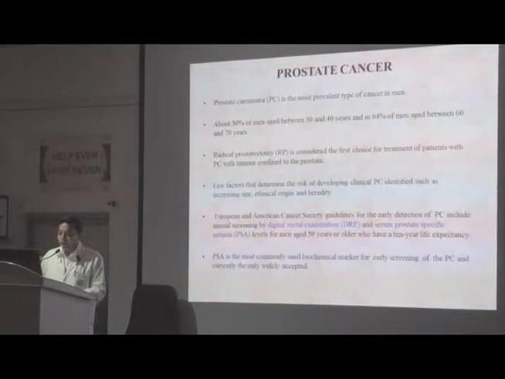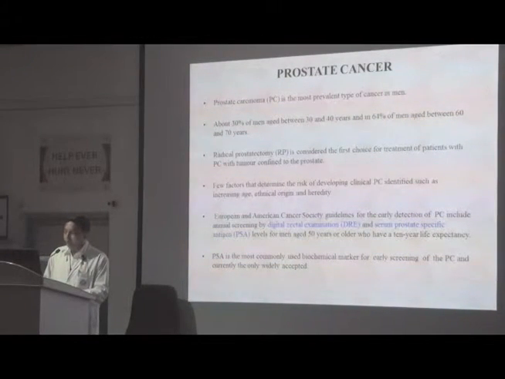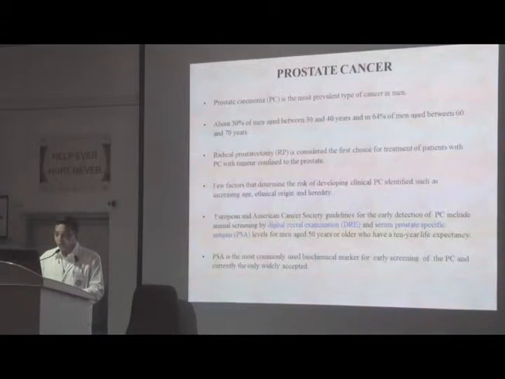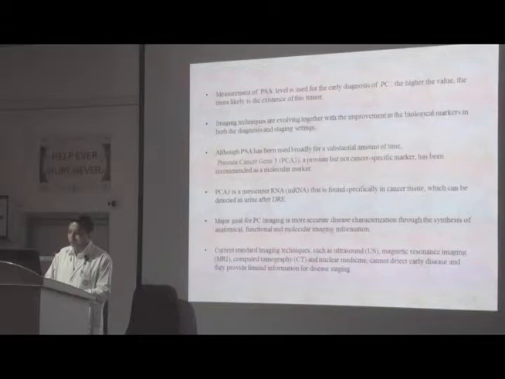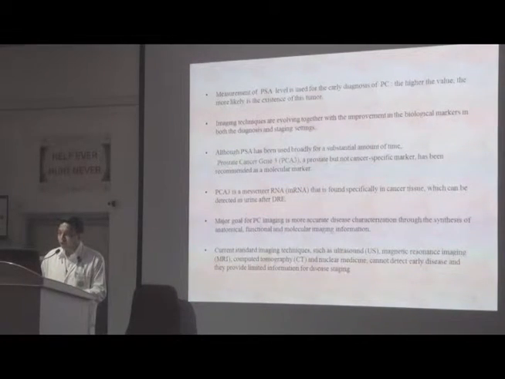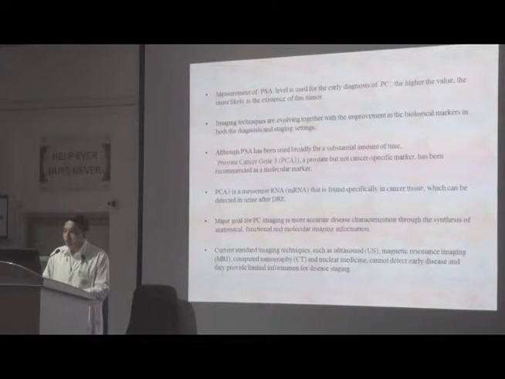ethnic origin, and heredity. According to the European and American Cancer Society guidelines, screening includes annual DRE, that is digital rectal examination, and serum prostate-specific antigen, that is PSA, levels for men aged 50 years or older who have a 10-year life expectancy. PSA is the most commonly used biochemical marker. Measurement of PSA level is used in the early diagnosis of prostate cancer, in which the higher the value, the more likely is the existence of this tumor.